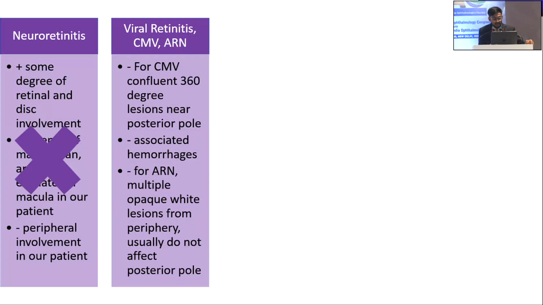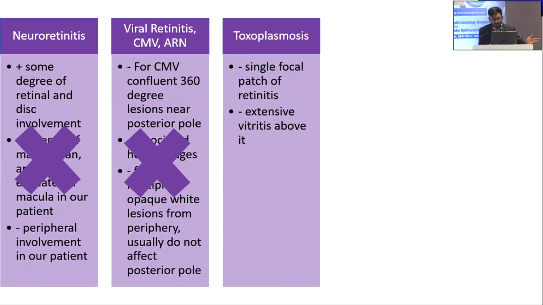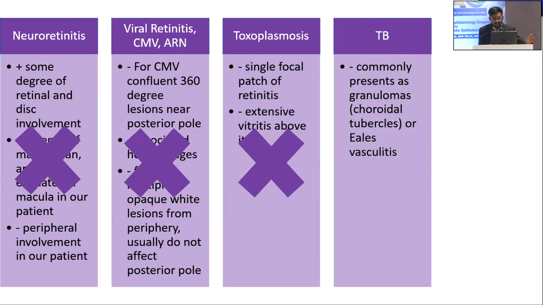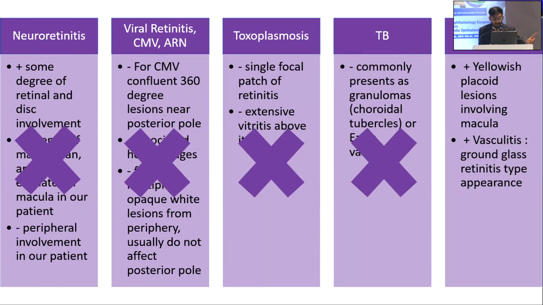So we ruled it out. Now for viral retinitis, our patient did not have any confluent 360-degree lesions near the posterior pole, nor did he have any hemorrhages. And for ARN also, the patient did not have any characteristic opaque white lesions. So we ruled viral retinitis out. The patient also did not have any focal retinitis with extensive vitritis above it, nor did he have any granuloma. So we ruled out toxo and TB. But the patient had yellowish placoid lesions with vasculitis and a ground glass retinitis.